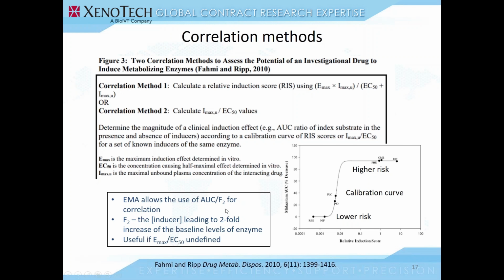The EMA also allows the use of AUC over F2, which is very useful in situations where you can't really define an Emax or an EC50, which does happen. Sometimes those curves are basically asymptotic. So in that case, you can use F2, which is the theoretical concentration of the compound that would end up with a twofold increase over baseline. So that's something that you can use per EMA, sorry.